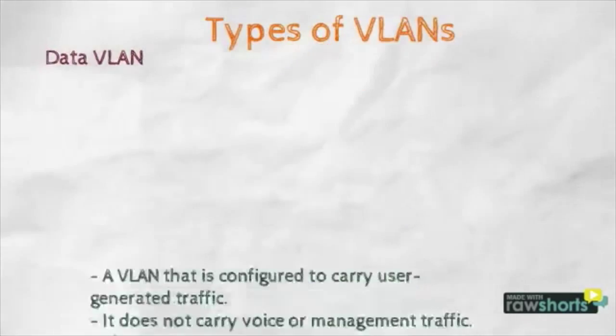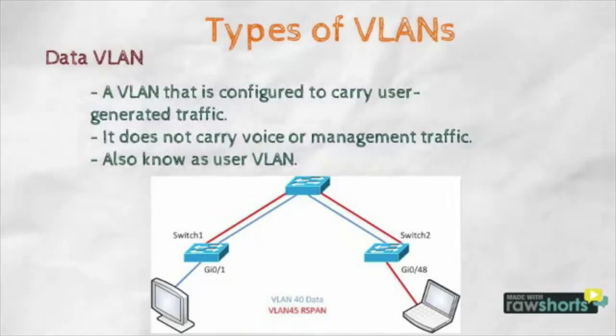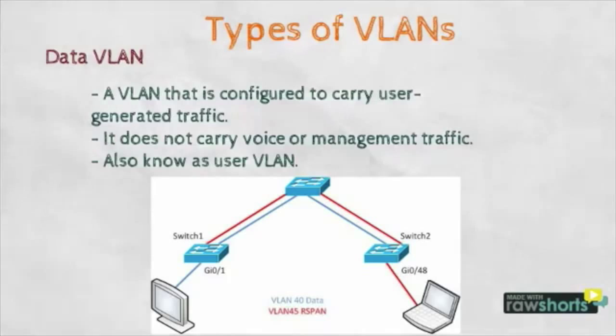Data VLAN. A data VLAN is a VLAN that is configured to carry user-generated traffic. A VLAN carrying voice or management traffic will not be part of a data VLAN. It's a common practice to separate voice and management traffic from the data traffic. A data VLAN is sometimes referred to as a user VLAN. Data VLANs are used to separate networks into groups of users or devices.